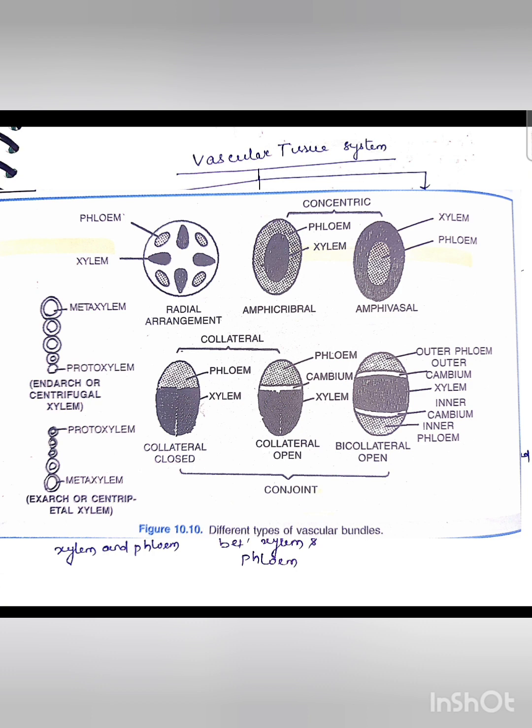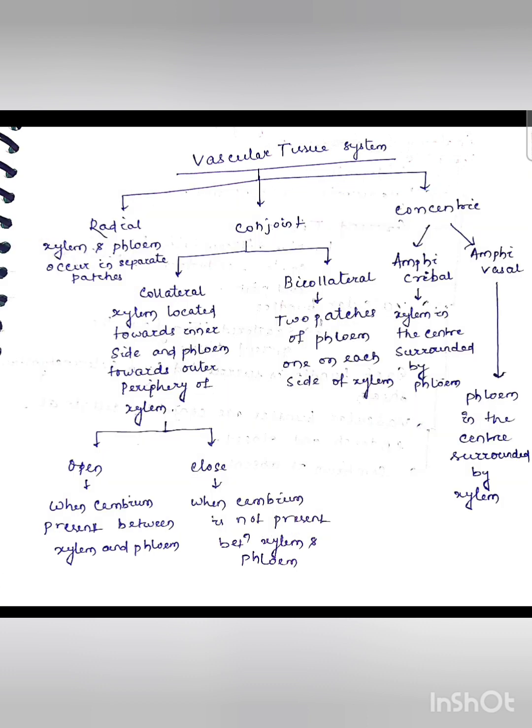Concentric: the xylem is present in the center, which is completely surrounded by phloem, or phloem at the center, which is completely surrounded by the xylem. So let us discuss one by one. In case of radial arrangement, xylem and phloem occur in separate patches.